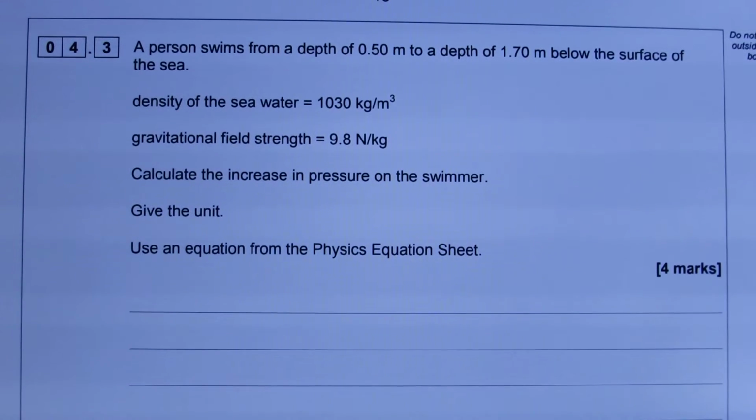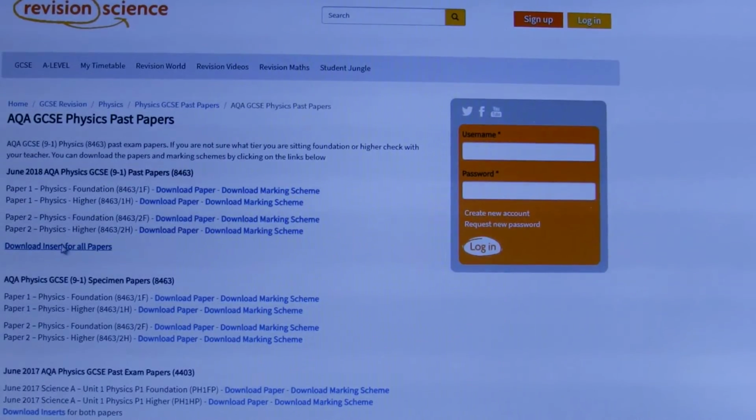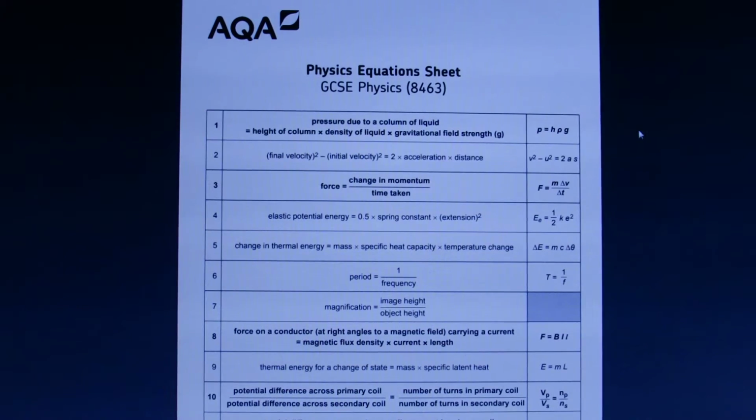A person swims from a depth of 0.5 metres to a depth of 1.7 metres below the surface of the sea. The density of seawater is 1.03 kilograms per cubic metre because it's salty. Gravitational field strength is 9.8 newtons per kilogram, so this person is not swimming in the same place as that child who dropped the ball. Calculate the increase in pressure on the swimmer and give the unit. Use an equation from the physics equation sheet. Oh my goodness, I don't have the physics equation sheet. We're going to have to go and find it. Download insert for all papers.